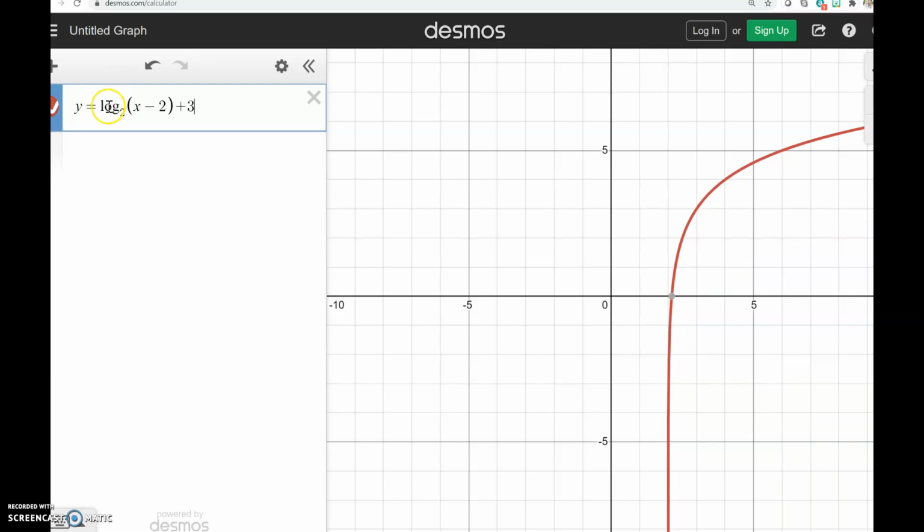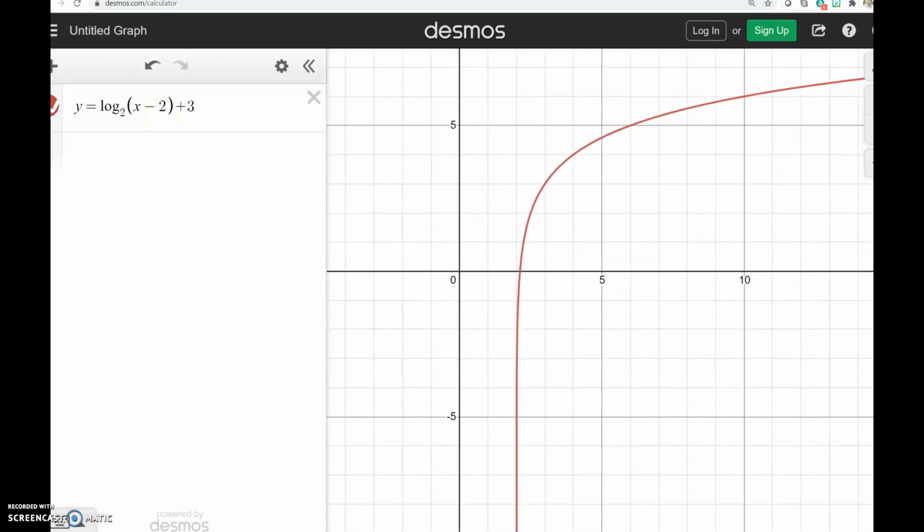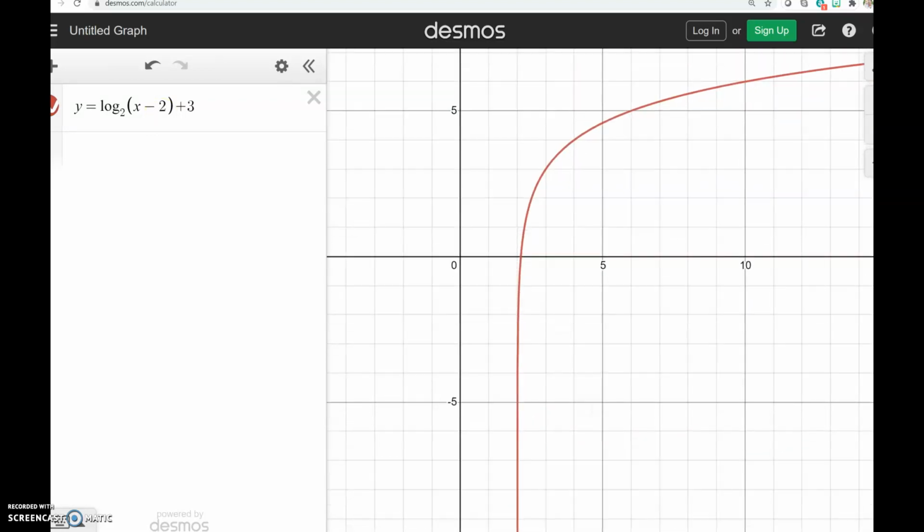So hopefully you notice that this part of our equation in Desmos looks exactly like it does on the paper. If it looks different from how it looks on your paper, you probably typed something in wrong. Ask me for help. I'll help you out with how to get that typed in. But now you can look at this graph and figure out a lot of information.